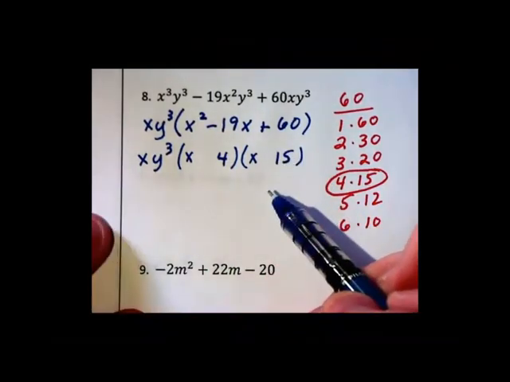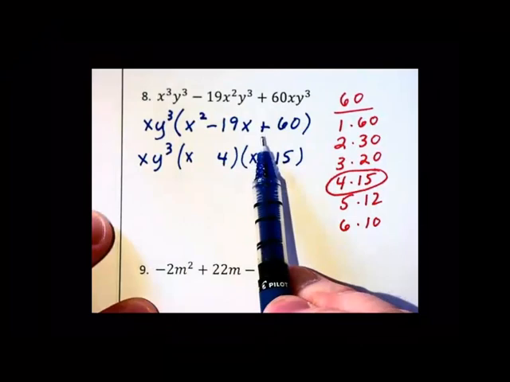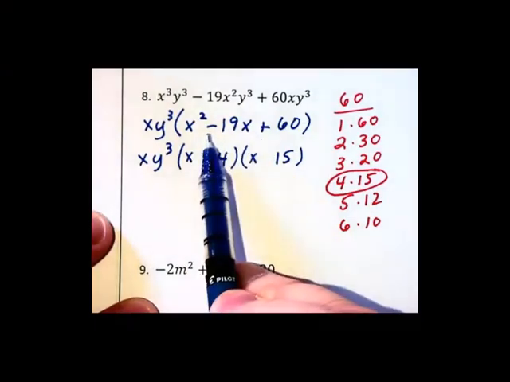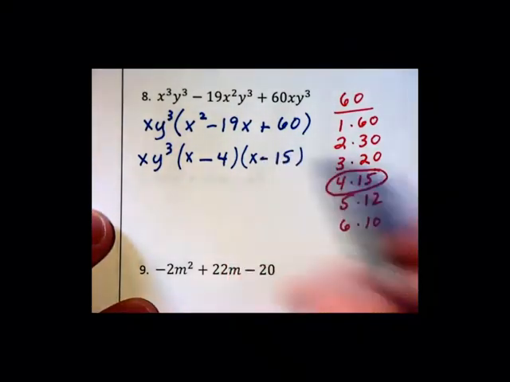We got the F and the L locked in. Both signs need to be the same to make that positive 60, and they both need to be negative to make that minus 19. There we go.